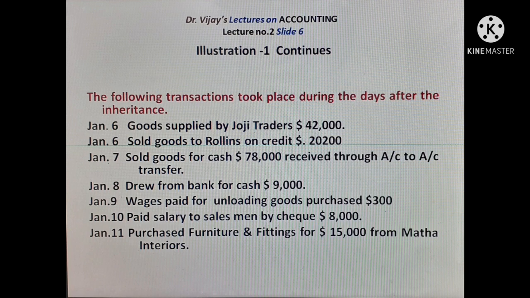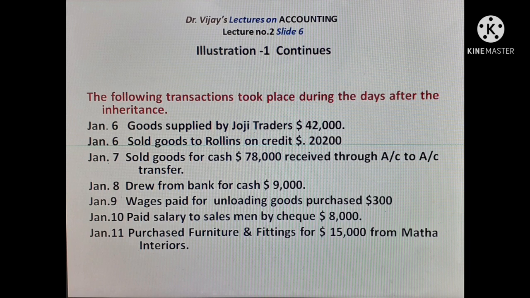Now Jan 11, purchase furniture and fittings for $15,000 from Mada Interiors. This is purchases, but not purchase of goods, so you can't show in purchase account. Only purchase of goods for sale you can show in purchase account. This has to be shown in furniture and fittings account. It comes in, so furniture and fittings to be debited. Mada Interiors is giver. This is again a credit transaction, you are not paying cash. Mada Interiors is giver, so Mada Interiors account to be credited.